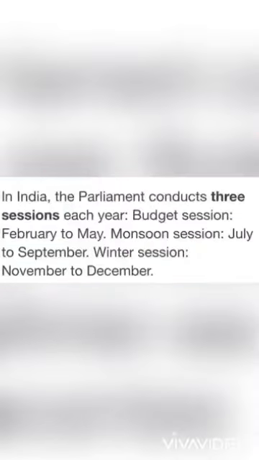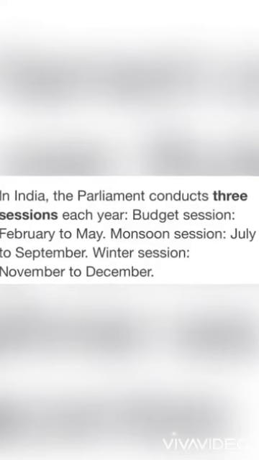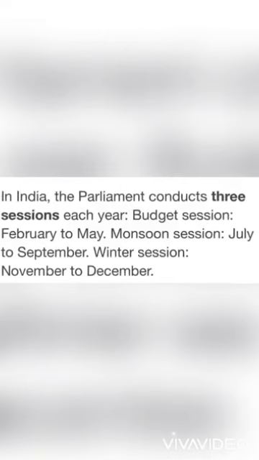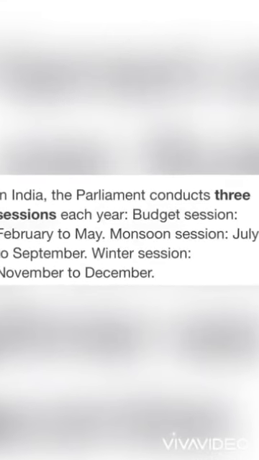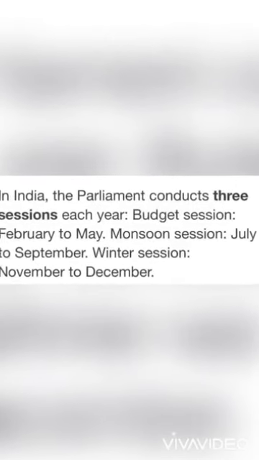How many sessions of Parliament take place in a year? We always remember that 3 sessions of Parliament take place in a year. They are budget, monsoon and winter. The intervening period between one session and another session should not be more than 6 months. So students, we must remember at least 2 sessions of Parliament take place in a year.